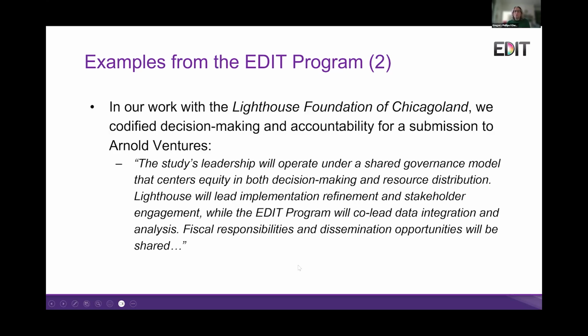Another example is from our work with Lighthouse Foundation in a submission we made to Arnold Ventures. What we wrote was, the study's leadership will operate under a shared governance model that centers equity in both decision-making and resource distribution. Lighthouse will lead implementation, refinement, and stakeholder engagement, while the EDIT program will co-lead data integration and analysis. Fiscal responsibilities and dissemination opportunities will be shared.